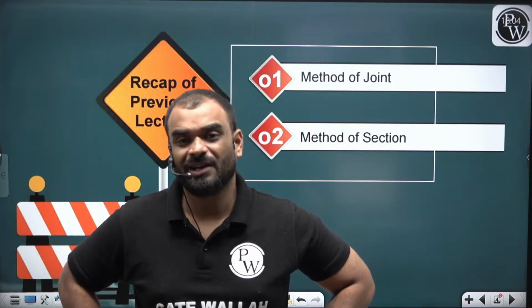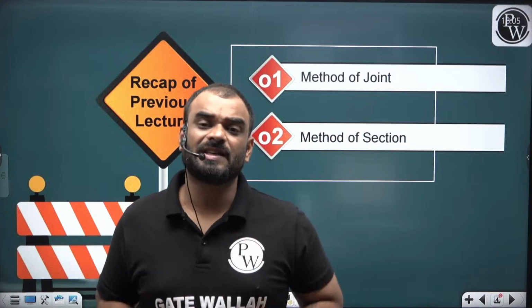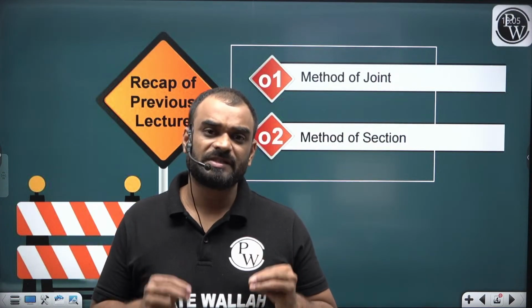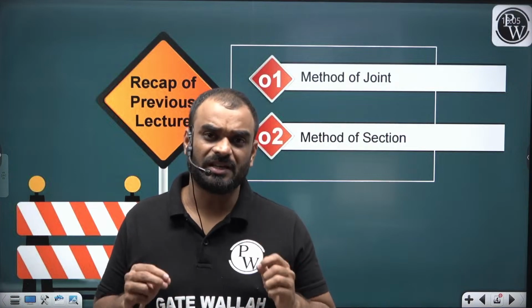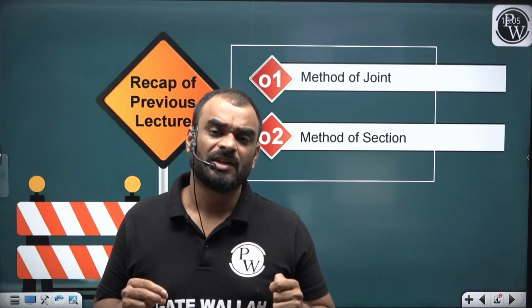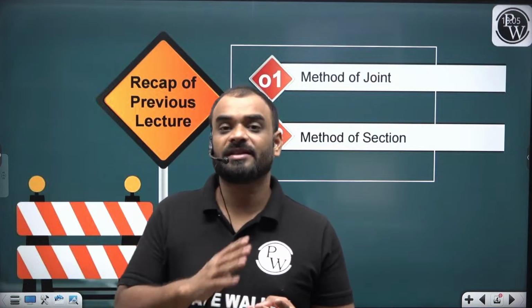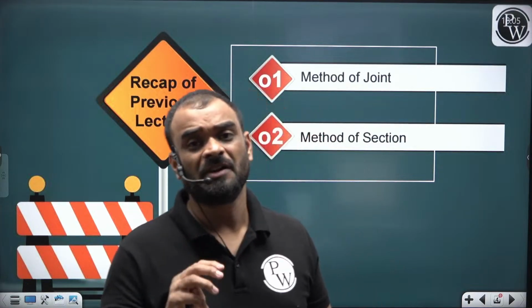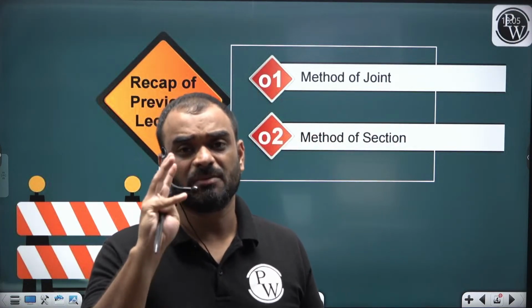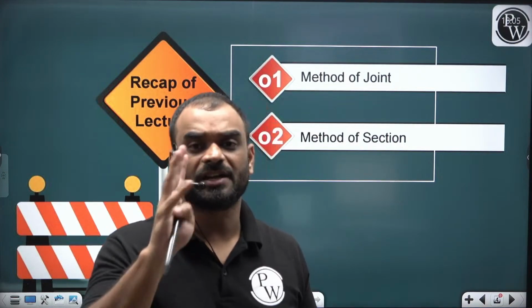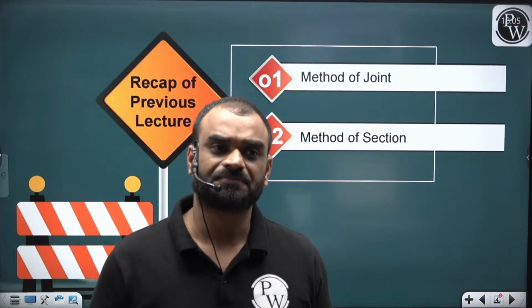But there is one condition, and that condition says if you cut the members by using a section, in such a case, a maximum of 3 unknown members can be cut by that particular section, because we have 3 static equilibrium equations by which we can solve 3 unknowns only at a time. That is the reason. Clear?